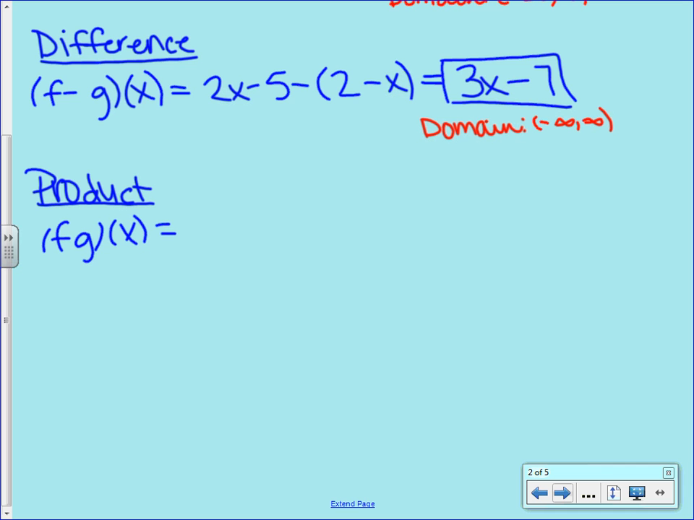We are taking 2x minus 5, and we're multiplying it by 2 minus x. Now, since both of these have more than one term, you're going to need to put those in parentheses. Really, anytime you have multiplication with functions, put it in parentheses whether there's one term or more. All right, so what are we going to have to do?